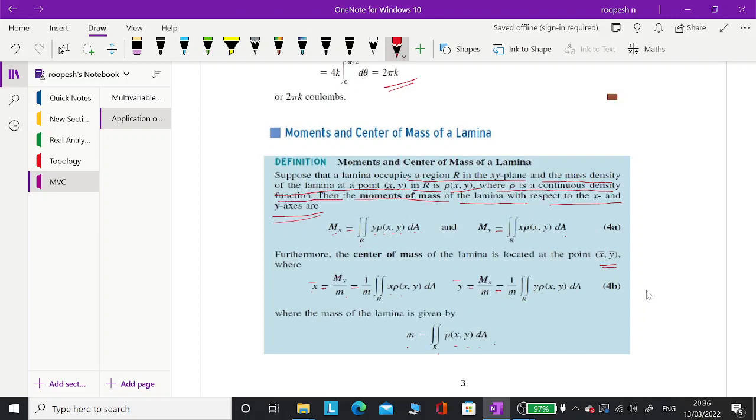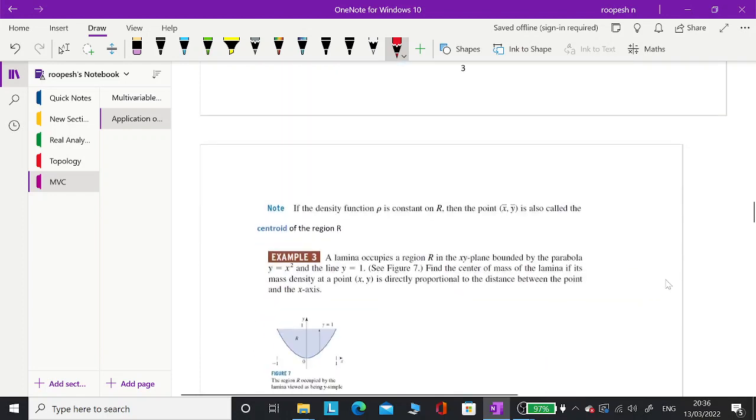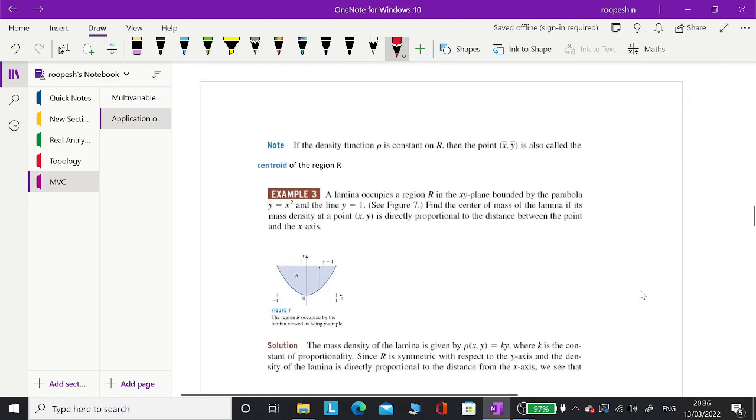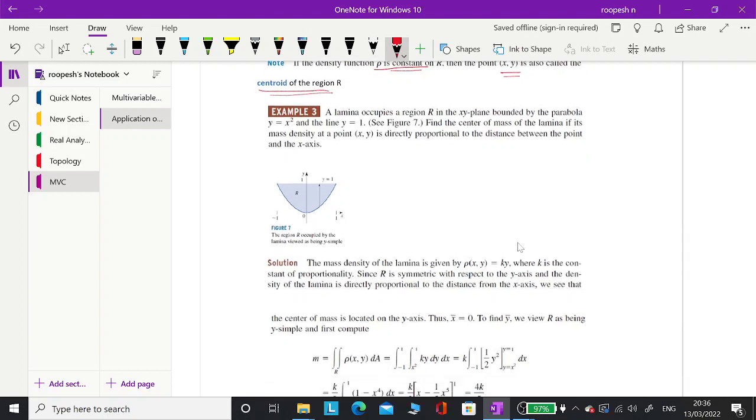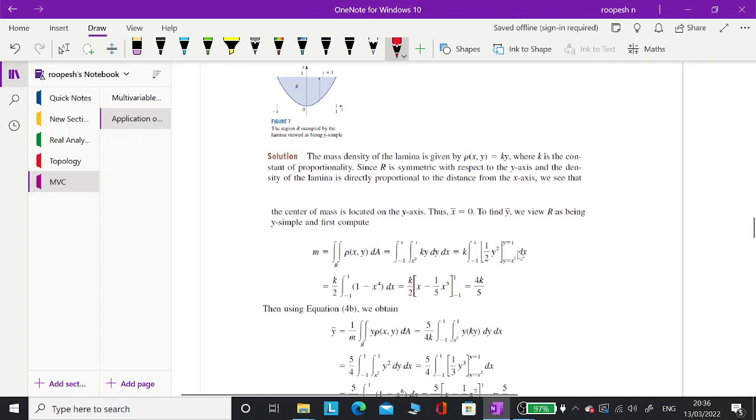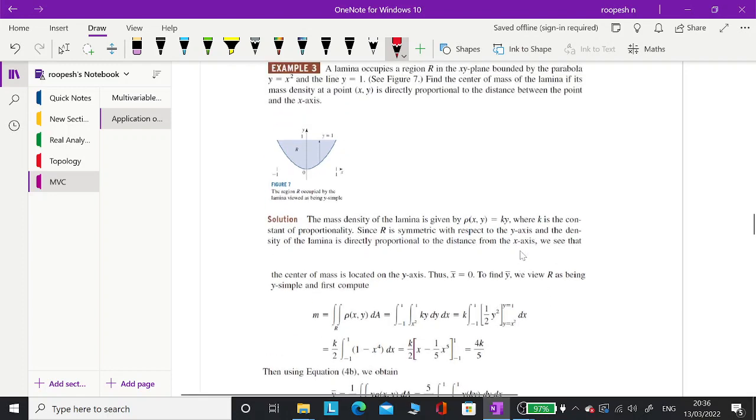Let us see how we can find it. If the density function rho is constant on R, then the point x bar, y bar is also called the centroid of the region R. This means that when the density function rho is constant, the point is the centroid of the region. So whatever problem they are asking, first of all we want to find small m, that is mass.